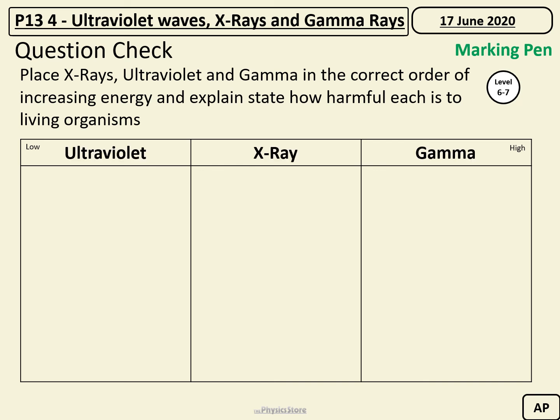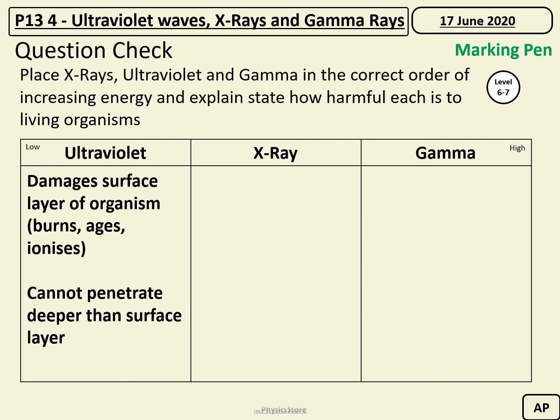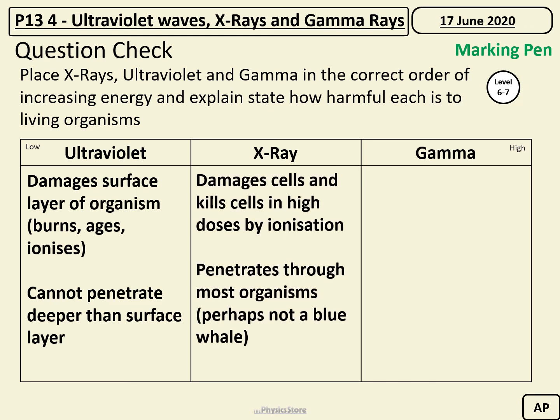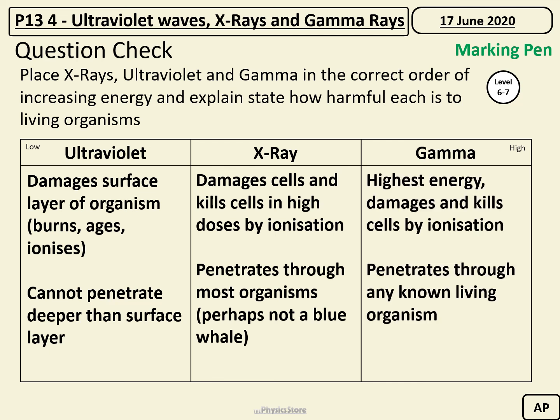So you should have had ultraviolet, X-ray and gamma. Ultraviolet damages the surface layer of an organism: burns, ages, ionises, but cannot penetrate deeper than the surface layer. X-ray damages cells and kills cells in high doses by ionisation. It penetrates through most organisms, perhaps not a blue whale. Gamma, highest energy, damages and kills cells by ionisation. It penetrates through any known living organism.